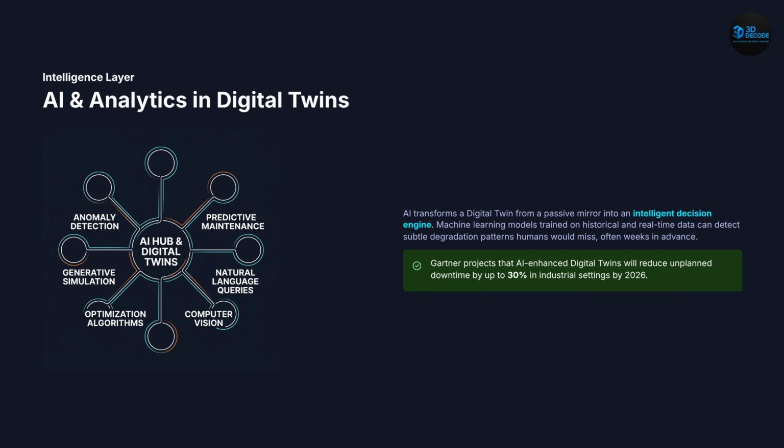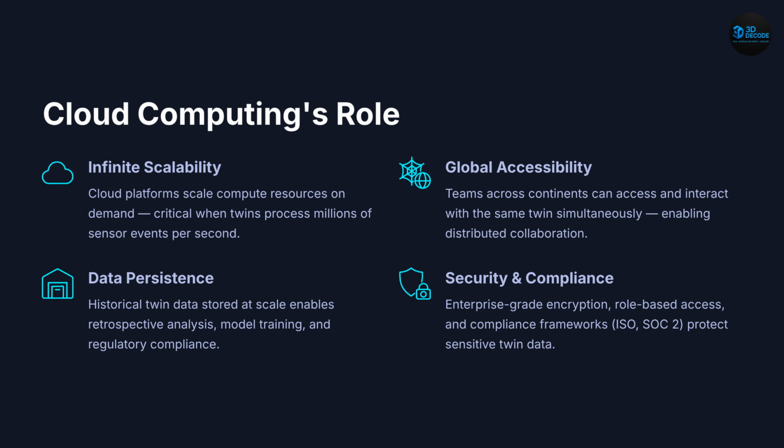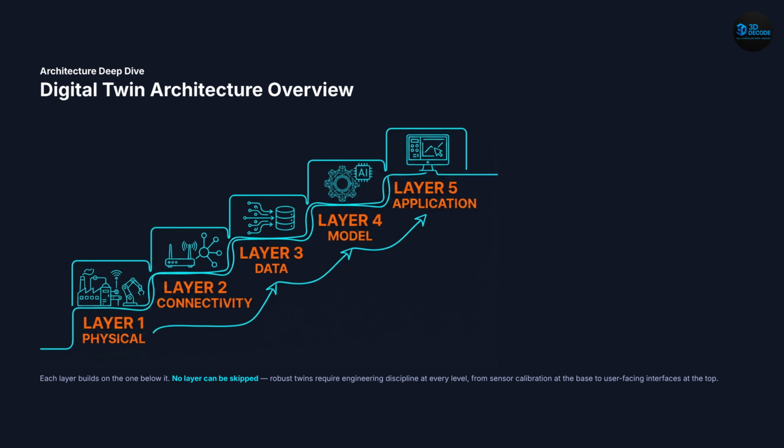Slide 10. AI and analytics. AI transforms digital twins from passive mirrors into intelligent systems. Machine learning algorithms detect subtle degradation patterns long before human operators notice them. Slide 11. Cloud computing's role. Cloud platforms provide scalability, global access, historical storage, and massive computational power required for enterprise-scale twins.